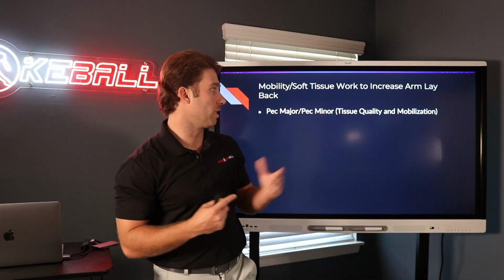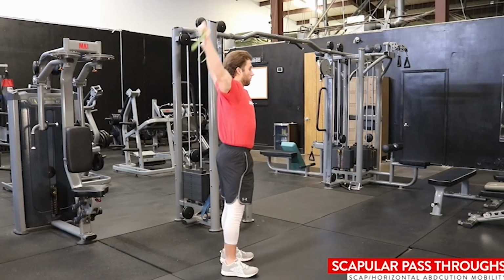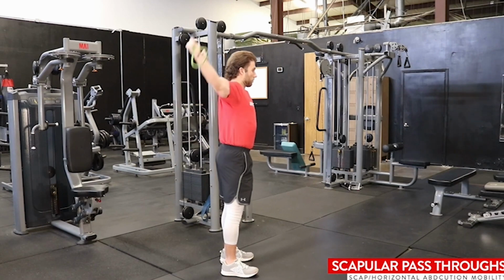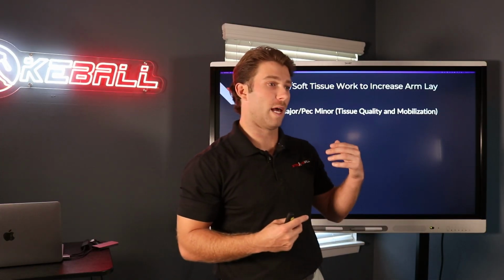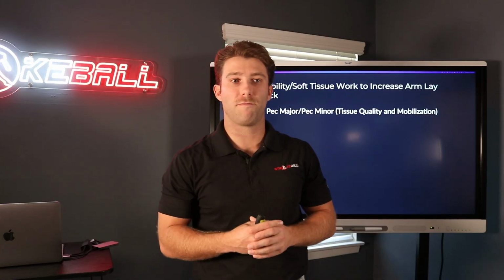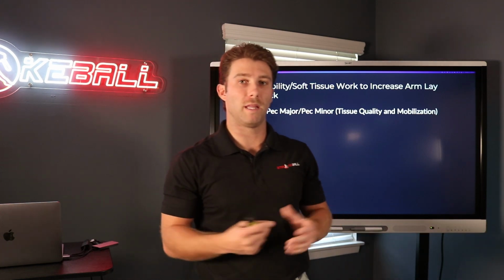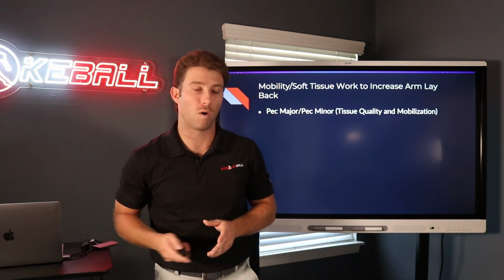Then we have mobilization. So what are we talking about there? We'll do some of our scap pass-through exercises that are really good for mobilizing the chest. We'll do like a pec pails and rails stretch. So just a few different things that will integrate into our program that will ultimately mobilize and help improve the tissue quality of the pecs.